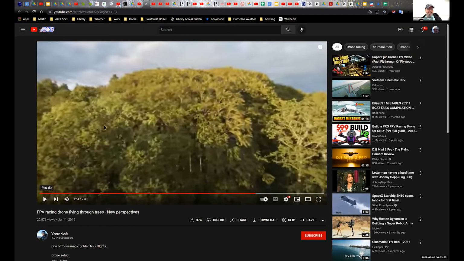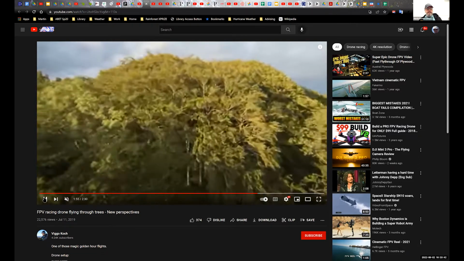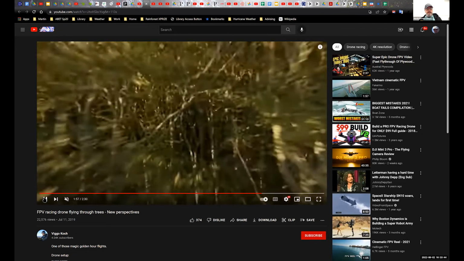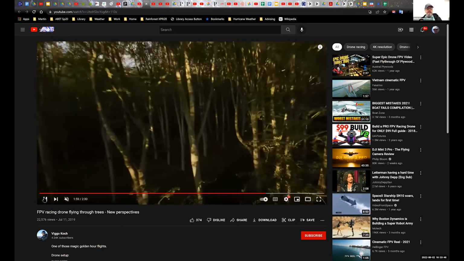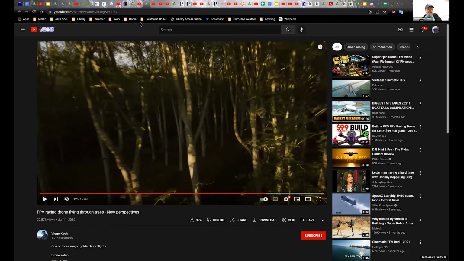And then there's a question of how do we fly in forests? Well, you might think about what people do with racing drones, which is just fly straight into the forest and go fast through it. We don't want to do that. That's way too dangerous. We want to be very careful.